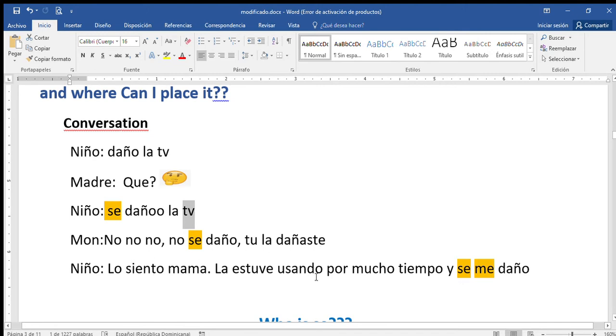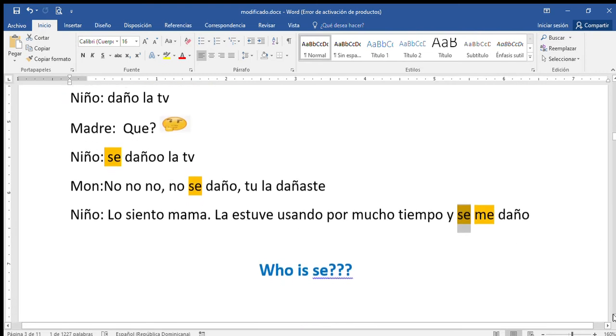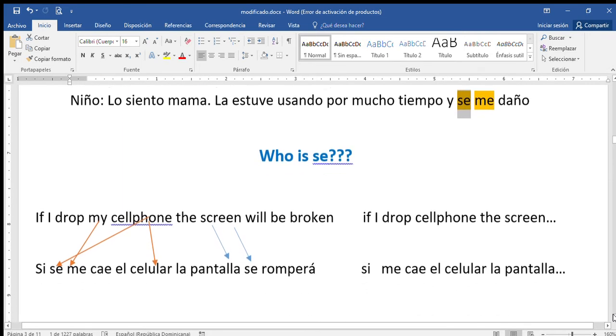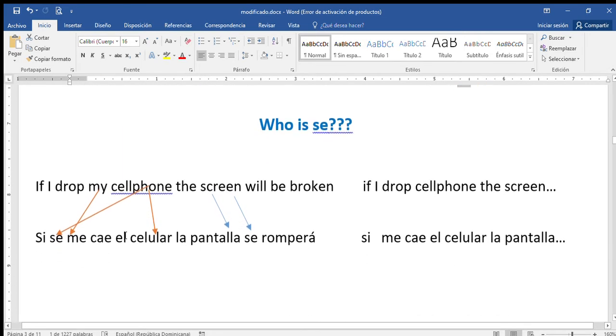"La estuve usando por mucho tiempo y se me dañó." Now he's saying that the TV was damaged by his fault, basically. Like I say, here we have some sentence, and we say, for example, if I drop my cell phone, the screen will be broken.